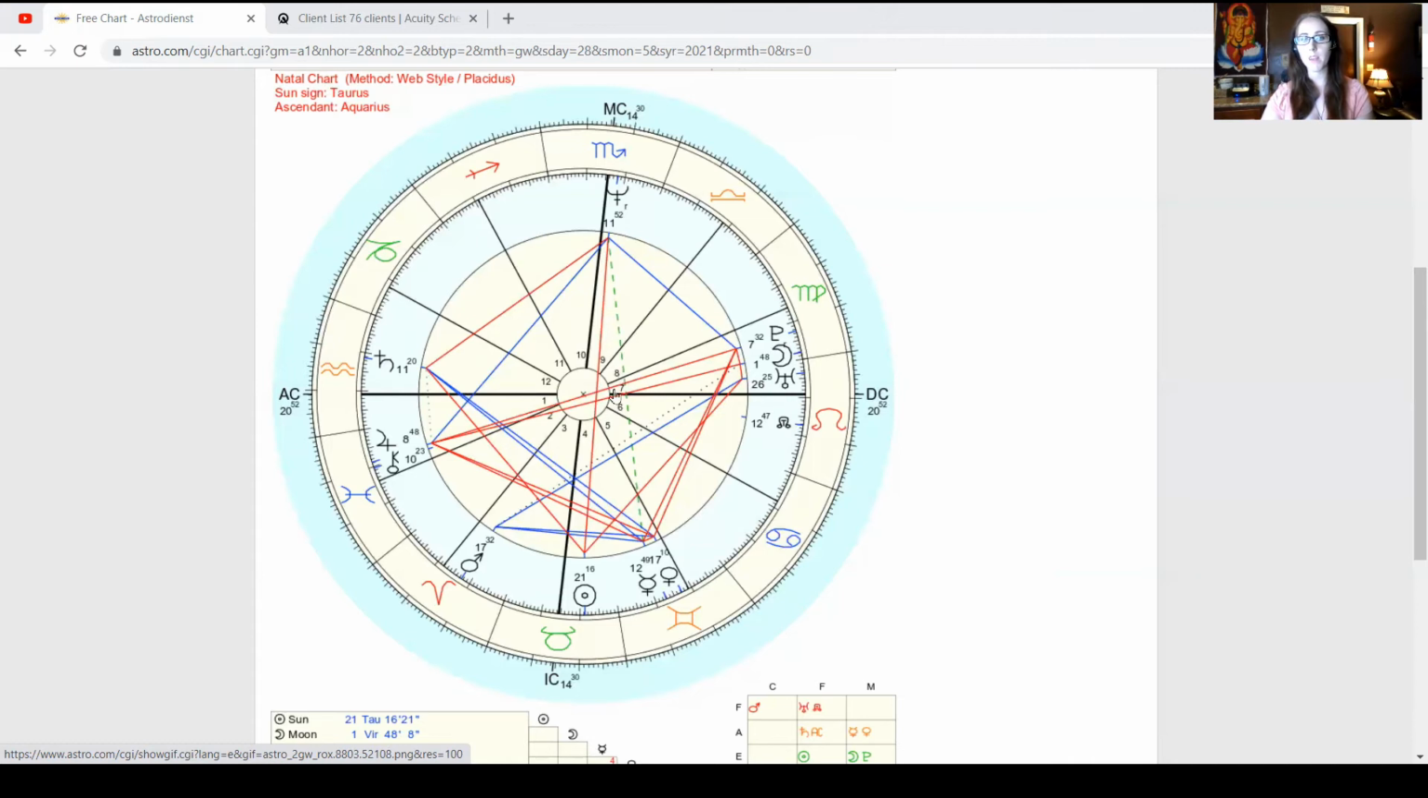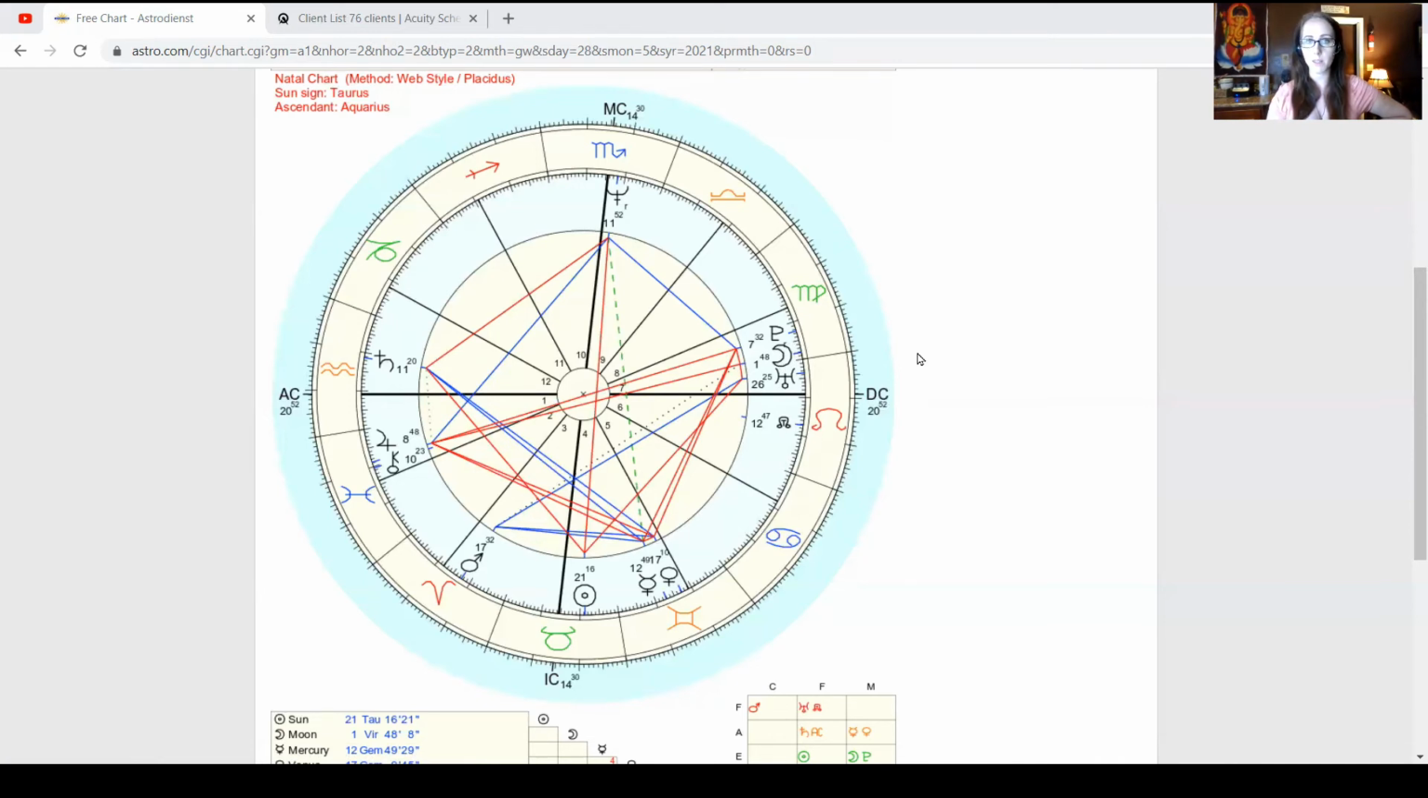Then we have Pluto in the 7th. We can also see that Pluto is sitting with the moon and Uranus here in the 7th house. So relationships are going to be really, really important, whether it is client relationships or whether it is a romantic, significant other type relationship.